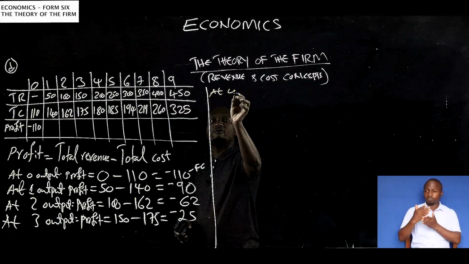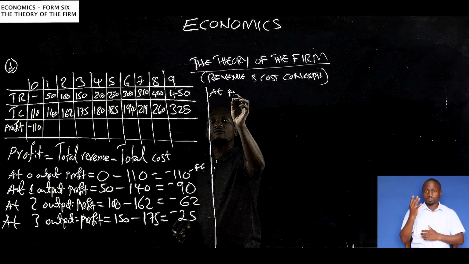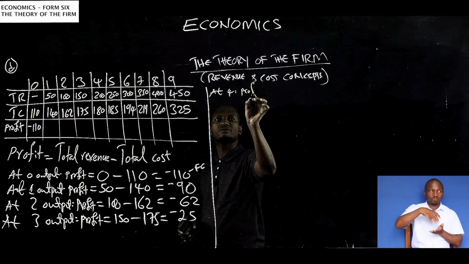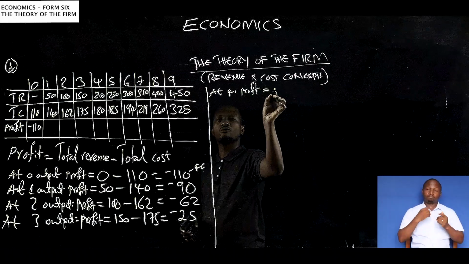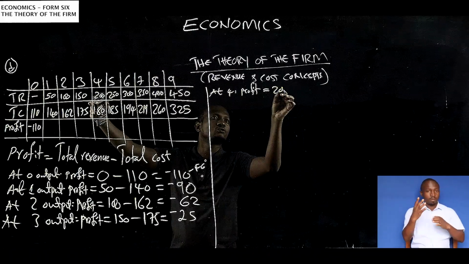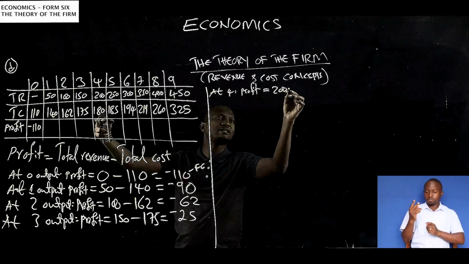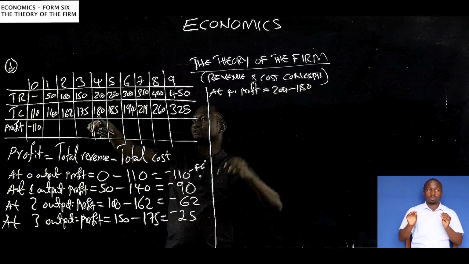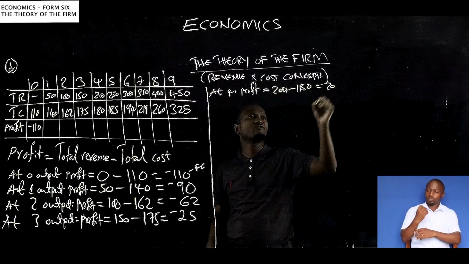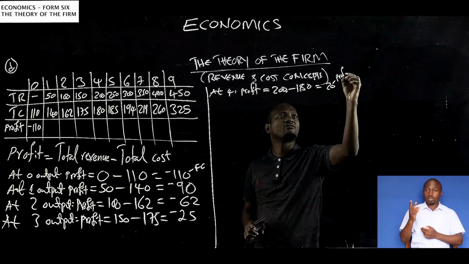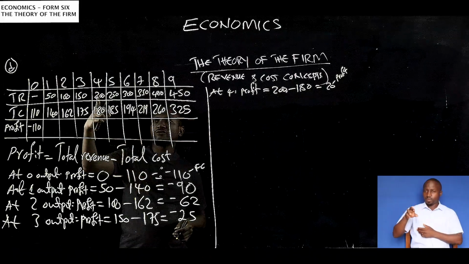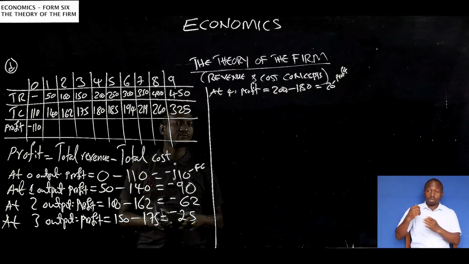At four output level, profit will be equal to total revenue 200 minus total cost. Here we get 20. This is a profit. Now we have started to get profit because revenue is greater than cost.